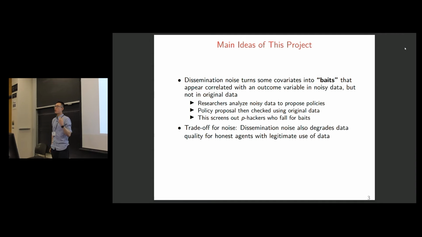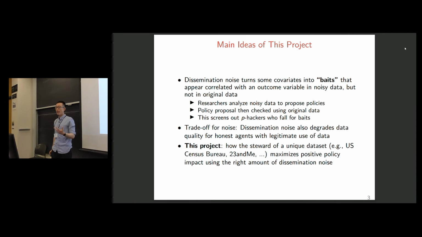Of course, there will be a trade-off when you inject noise. In this case, it helps screen out these p-hacked results. But of course, injecting noise also degrades data quality for those honest agents who have a legitimate use of data. And so we're going to be looking at how the steward of a unique data set, think of the US Census Bureau, or think of something like 23andMe with a lot of genetic data, might maximize the positive policy impact of the research done on their data using the right amount of dissemination noise.